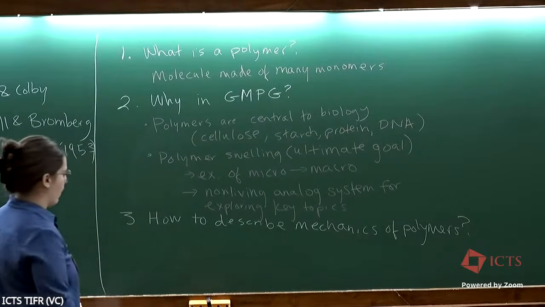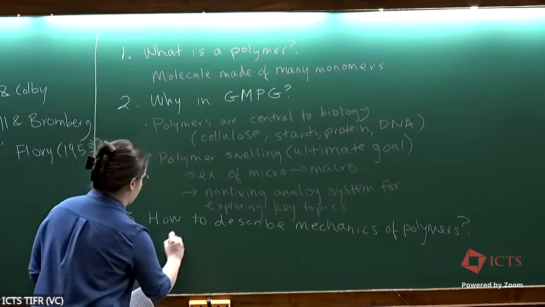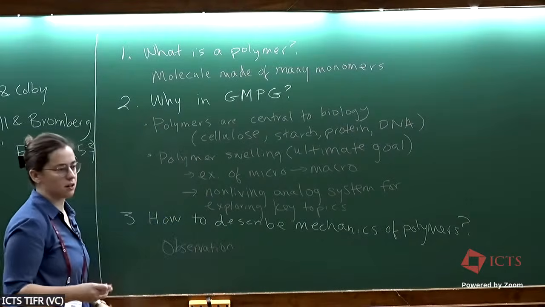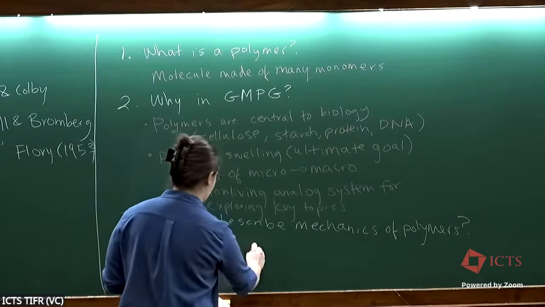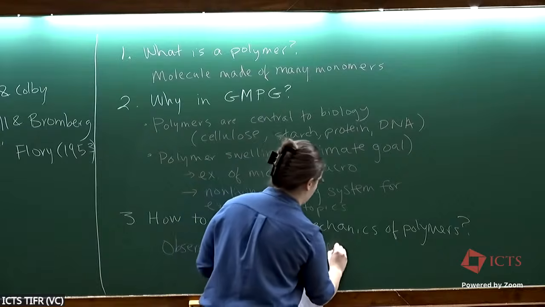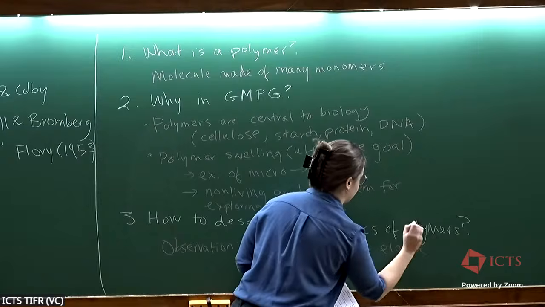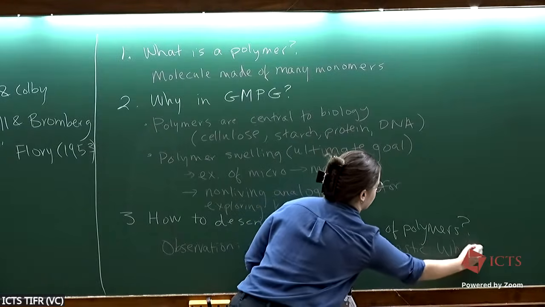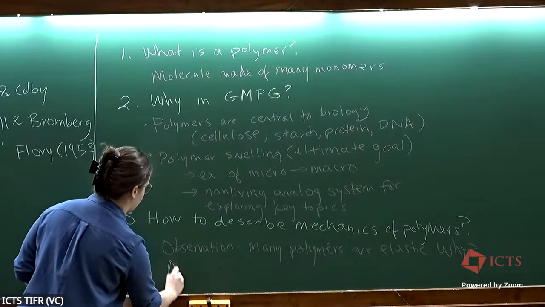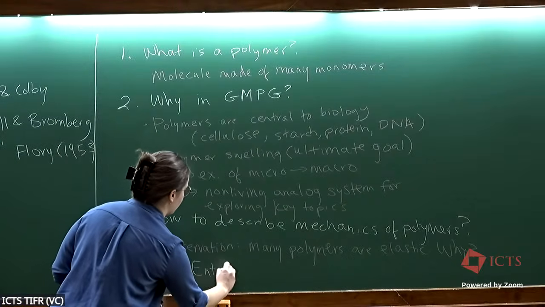So I will start with an observation, which is that many polymers are elastic. Many polymers are stretchy. Why? And I will argue that the answer is quite generic in this case, and it is because of entropy.